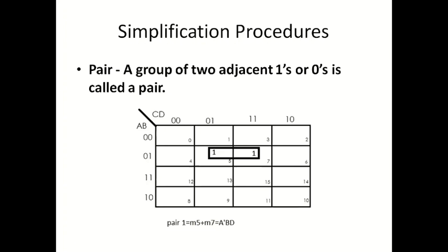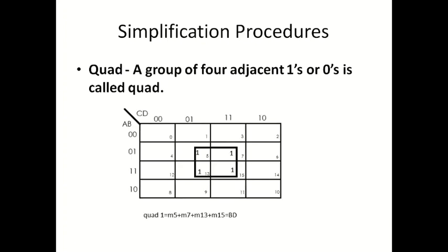Okay. Now take the next example, how we can make a quad. A group of 4 adjacent ones or zeros is called a quad. You can see in this example that we have 1 in 5, 7, 13 and 15. We can group these 4 ones to make a quad. So if you're making a quad, in this case, we have to see 2 rows, row number 2 and row number 3, as well as column number 2 and column number 3.